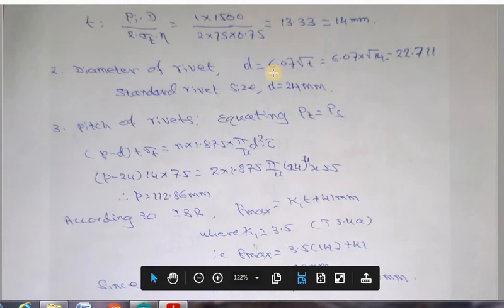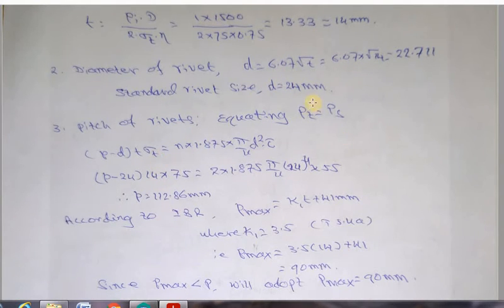For each of the rivets, I go for equating the tearing resistance with the shearing resistance. Tearing resistance is (P minus d) t into sigma t, which is equal to n into, as it is a double cover plate, double shear failure will be there, 1.875 by 4 d square into tau. Instead of 2 times, IBR recommends 1.875 as a standard calculation. When I substitute all the values except pitch P, I will get pitch P from this equation as 112.86.